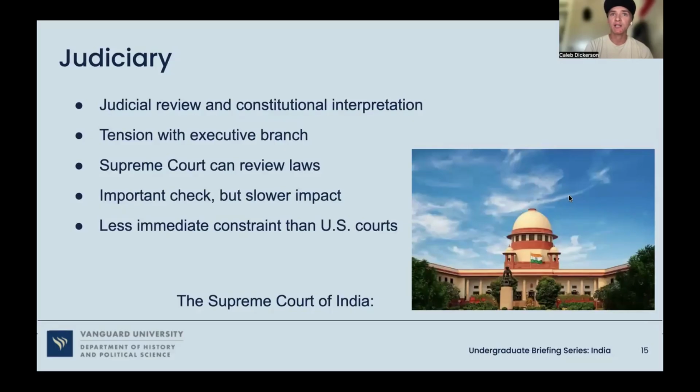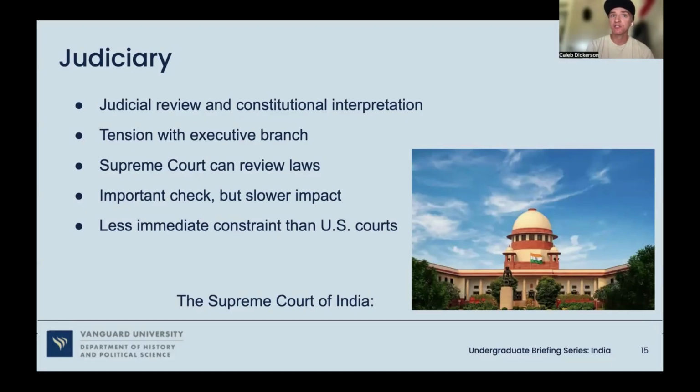The judiciary is historically very active in India, especially through public interest litigation. They intervene in environmental regulations and corruption cases. They can also strike down laws that violate the Constitution. However, compared to the United States, where the courts are a lot faster, there are a lot of judicial constraints in India. It's slower and less immediate. So while the judiciary is still very powerful, it does not act as a rapid check.